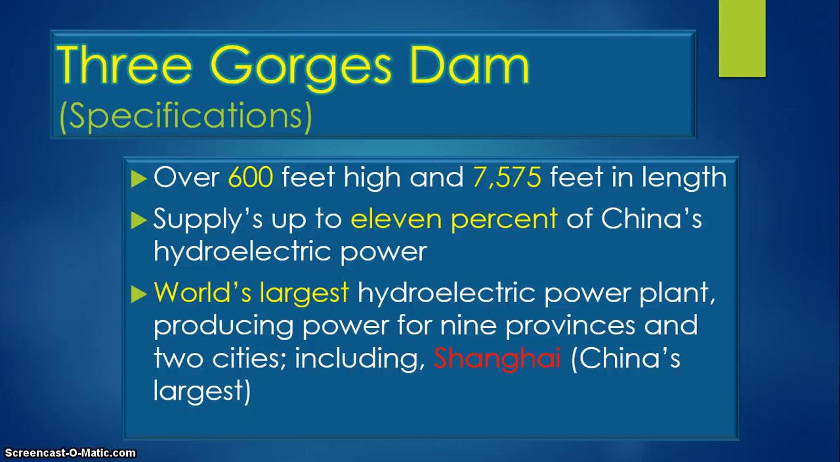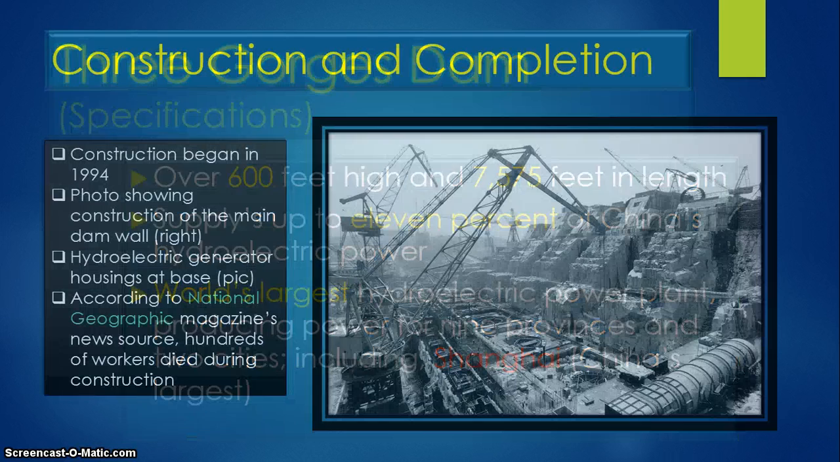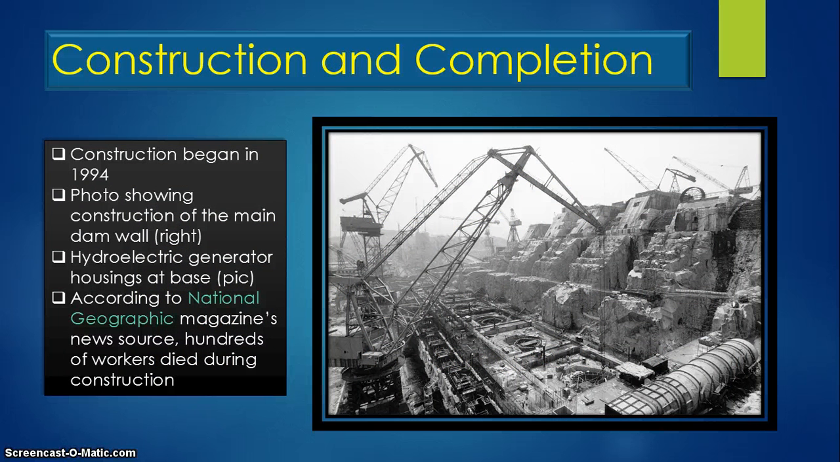According to PowerTechnology.com's website, the specifications are as follows: 600 feet high, 7,500 feet long, and it is supplying 11% of China's hydroelectric power, which is quite substantial. It's the world's largest hydroelectric power plant, and producing power for 9 provinces. That's basically like 9 states, including Shanghai, the largest city in China, and top 10 largest city in the world, approximately. Construction began in '94.